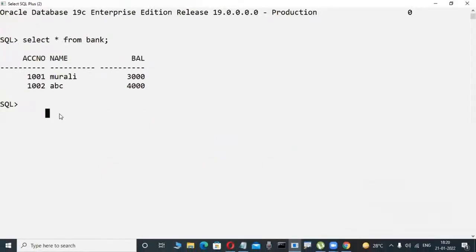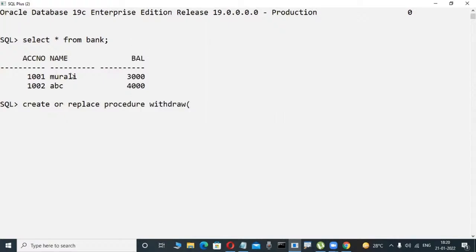Suppose, for example, check it out. I am an experienced person. In the future, when you learn the course, you will also write code like this. Don't write it now, just observe. These are demos, just for an idea. I am writing a procedure: create or replace procedure. Observe the execution. My procedure name is withdraw.